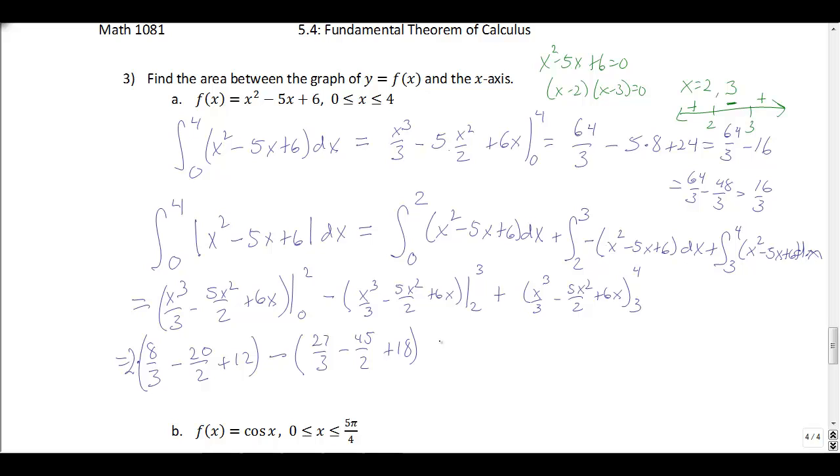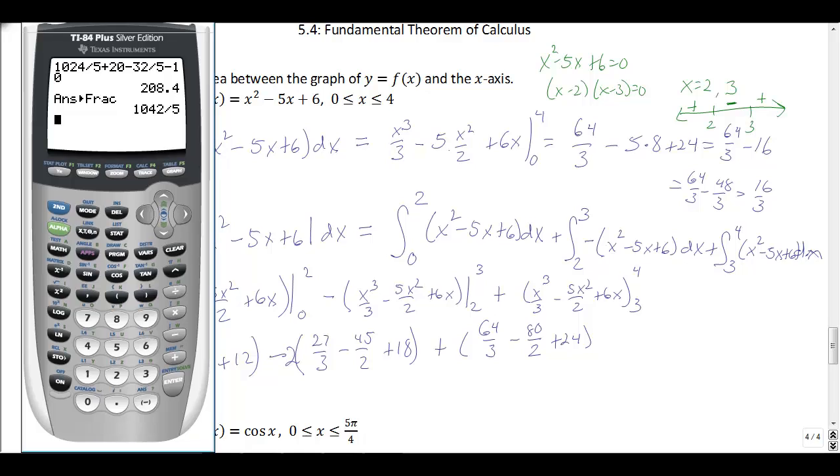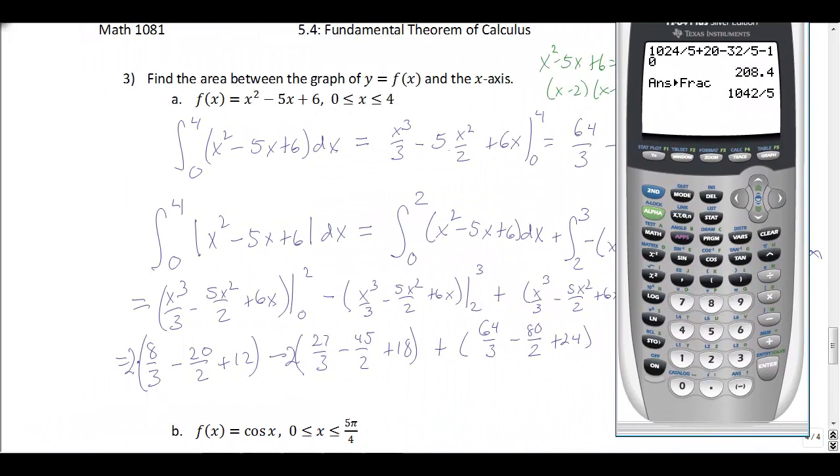And now this last one, I'm going to get plus, whoops, not 4, but 4 cubed. That's 64/3. 4 squared is 16 minus 80 halves. 5 times 16 is 80. Plus 24. And then I'm going to subtract when I plug in 3, but that's this whole thing here. So really I get 2 of those as well. And now I'm just going to go to my calculator. Be a little bit lazy about this, perhaps. And I'm just going to ask my calculator to do this for me.